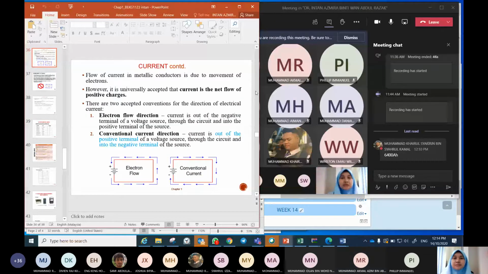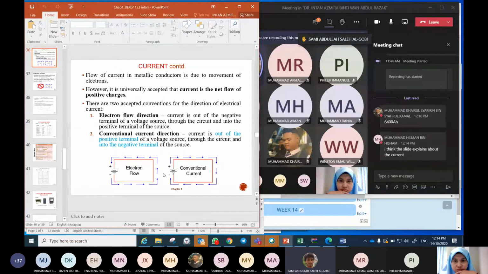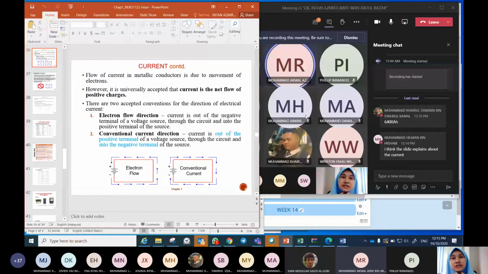Nobody wants to answer? Yes. When it moves from positive to negative, the power will be positive. It will be like absorbing. Okay, that is about power.